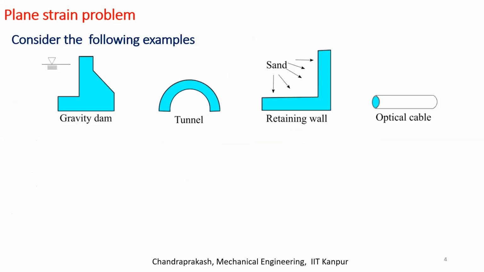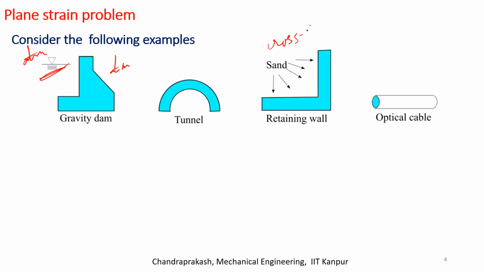Okay, so let's begin. So consider these examples. One is a dam. On one side, you can see that there is water, and the other side is simply atmosphere, and above water is also atmosphere. There's a tunnel. The tunnel is extending in and out of the screen of the computer. So is the gravity dam. It is extending in and out. And next is the wall. What we are seeing is the cross section.